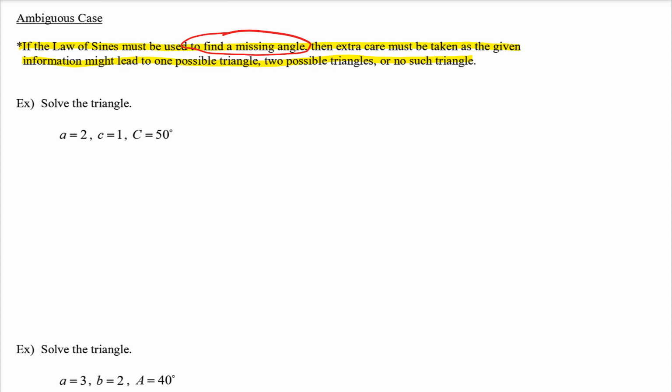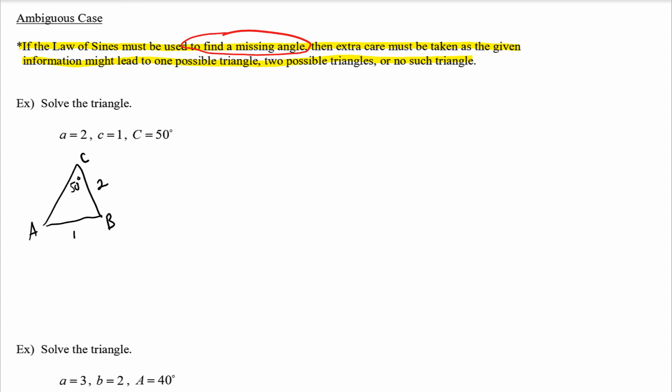So let me show you why it's kind of a pain. So let's consider the following triangle. Let's say I've got a triangle here. Again, this is not drawn to scale. A, B, C. So side A is 2, side C is 1, angle C is 50 degrees.